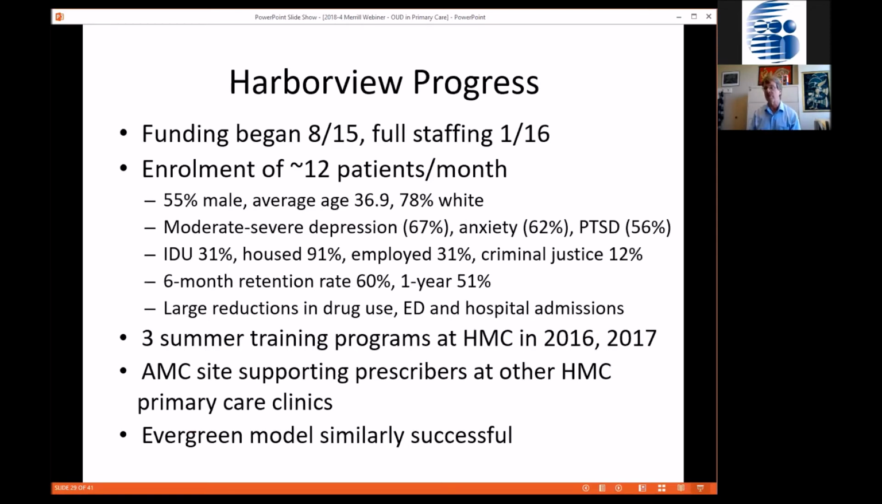We've also, as part of this program, trained a lot of docs over the summer of 2016 and 2017, including all the internal medicine residents, so they can prescribe. And now we started supporting some of the other primary care programs at Harborview. So we have an HIV clinic, the Madison Clinic, Family Medicine Clinic, Pioneer Square Clinic. We've supported them as well. The Evergreen model, I'm not talking about, but they've done just as well as we have in terms of enrolling patients and meeting the need.